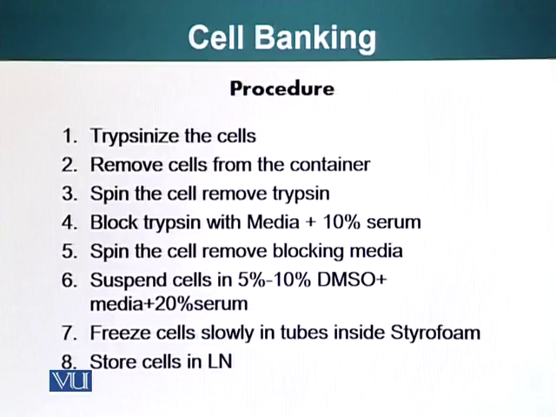So how do you start? Trypsinize the cells, remove the cells from the container, spin the cells, remove the trypsin, block trypsin with media plus 10% serum, spin the cells, remove the blocking media, suspend the cells in 5 to 10% DMSO plus media and 20% serum, and you freeze the cells slowly in the tubes inside a styrofoam rack, and once they are frozen, you can store these cells in liquid nitrogen for longer purposes. They can stay there pretty much indefinitely.